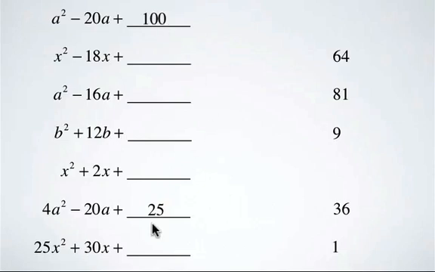25 goes here. 20 divided by 2 is 10. Divided by the square root of this term, which is 2, is 5. 5 times 5 is 25.